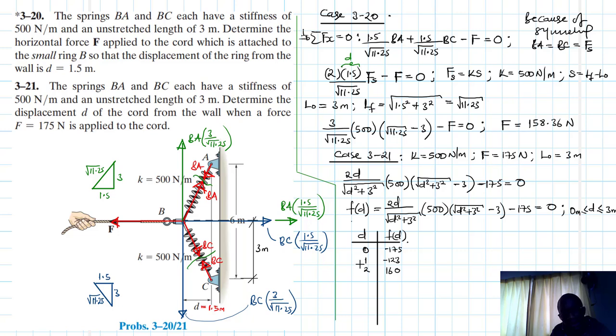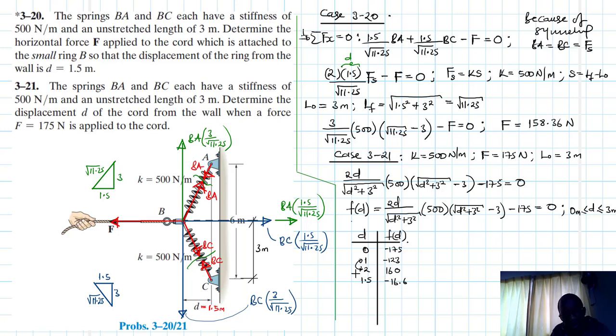So we start iterating between 1 and 2. So we get the average of 1 and 2. 1 plus 2 is 3, 3 divided by 2 is 1.5. We plug it in. 1.5 squared plus 3 squared, that's 11.25. So we have a 3 on top, root of 11.25, times 500 times root of 11.25 minus 3 and then minus 175. So it becomes a negative 16.6.